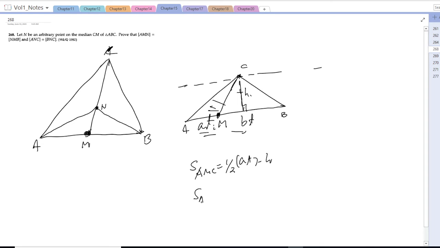Then the triangle BMC is equal to half of BT times H. So the ratio of these is equal to A to B, right? Because the height is common. So here you can see the height is common, and the base ratio is 1 to 1, so that's why these two areas are the same.